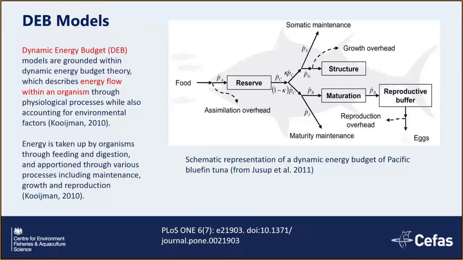Other models that have become a bit popular in Europe, there's quite a few labs in Europe that are obsessed with something called dynamic energy budget models. It was developed by a Dutch group. Basically, it's all based around energy apportionment, so food that's taken in, some of it goes to structural reserve, some of it goes to reproduction, some of it goes to maturation. There's a nice website, and it's quite a generalised way of modelling. It's been applied to hundreds and hundreds of species.